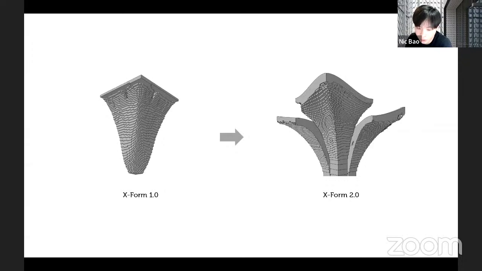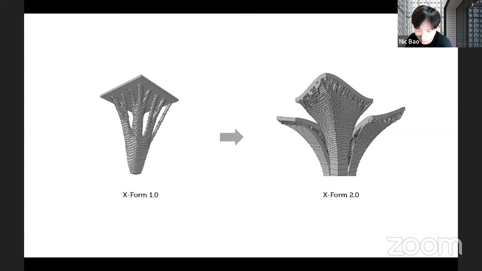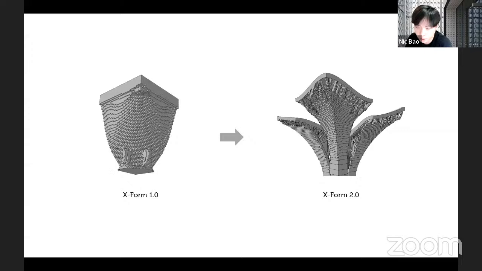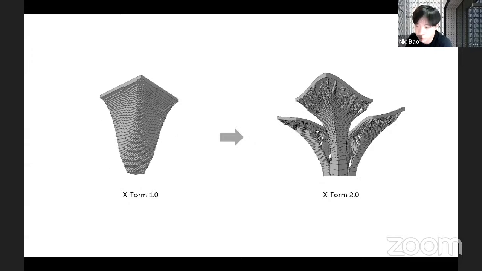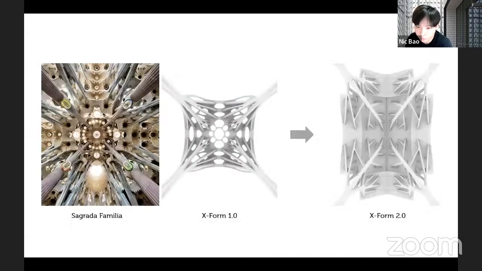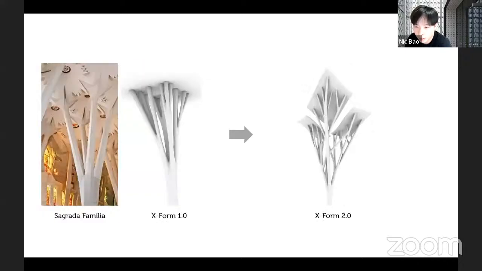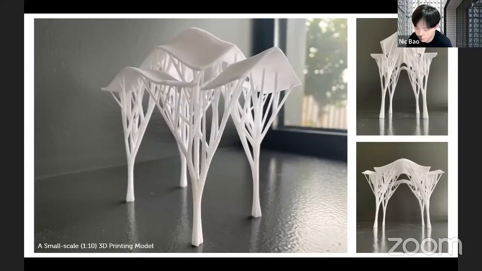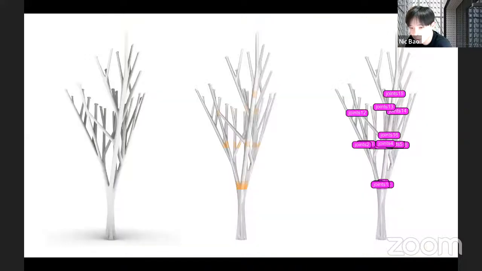It can create more tree branches and more interesting forms. This is the difference between the seeding view of the XForm 1.0 and 2.0. And this is the side view comparison. With a similar process, we printed a small-scale 3D printing model and tested if it could be printed.